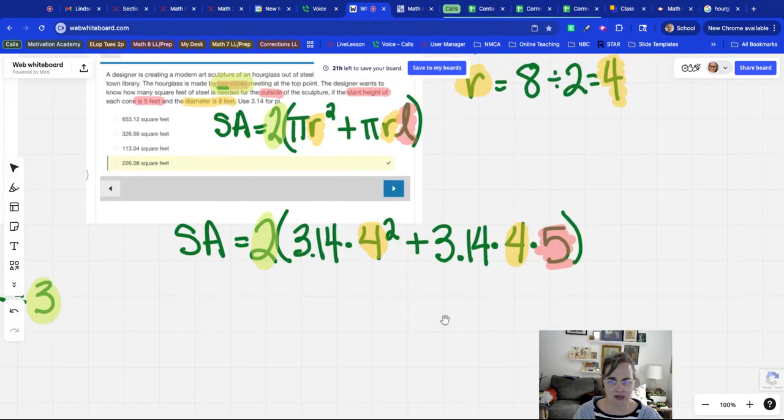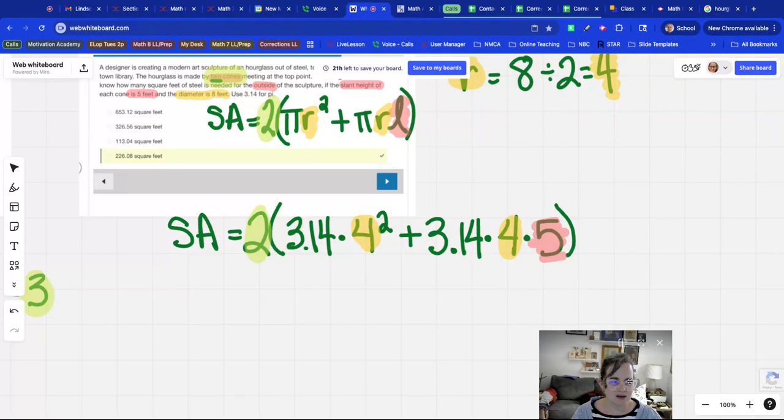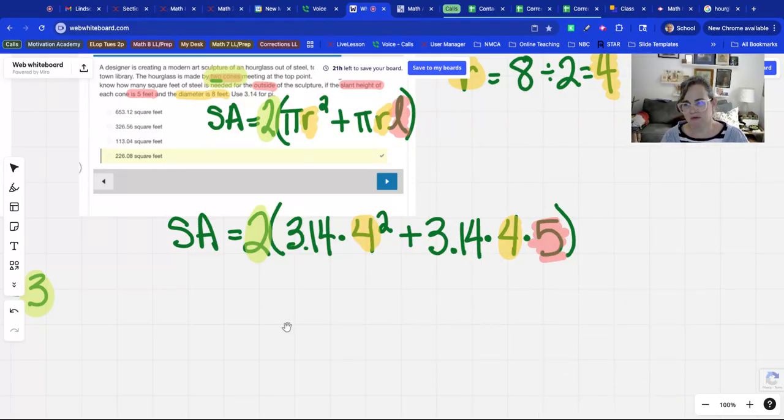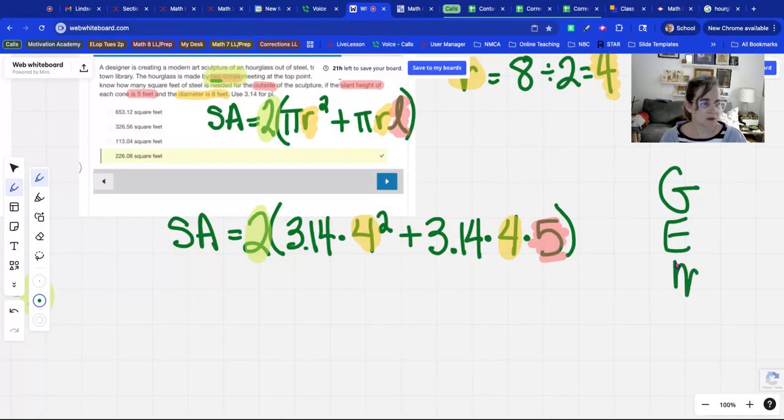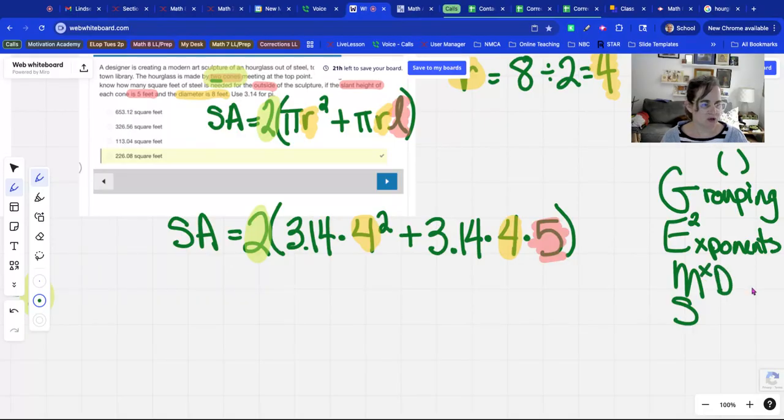Okay, so let's go ahead and get our gems on. Meaning we're going to simplify this by following the order of operations. I'm going to go ahead and write gems and check it off as I do it. Remember that G is for grouping symbols. We've got some of those. Okay, E is for exponents. We've got those. Okay, M is for multiplication and division. We're going to do that left to right. S is for subtraction. We also have addition. Again, we'll do that left to right.